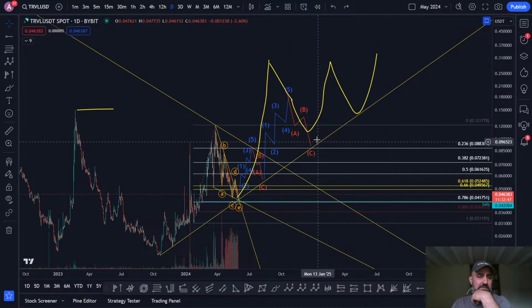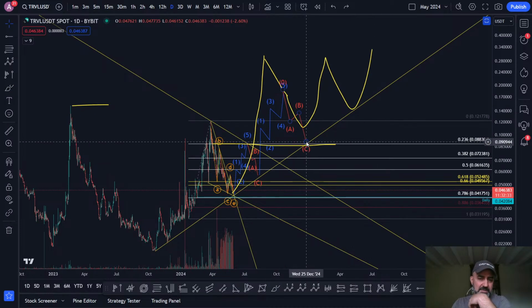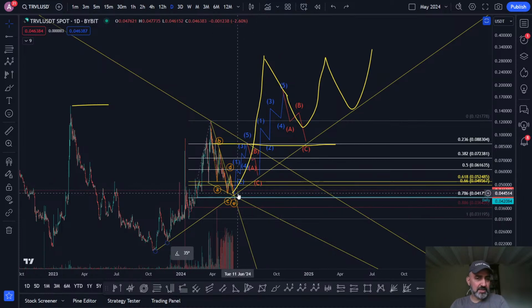And then we need to find support. We can't lose the top of wave 1. That would break the Elliott Wave rules. According to this timing, that would come into this trend line, this bottom trend line, which we haven't touched yet for the third time, which we might do soon.